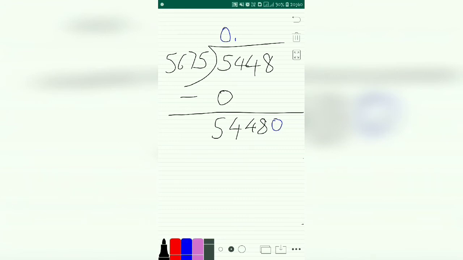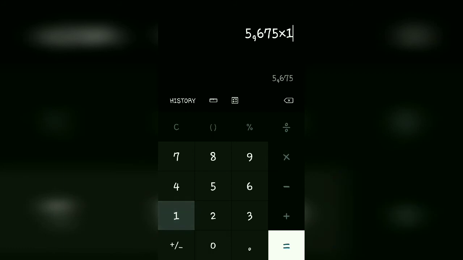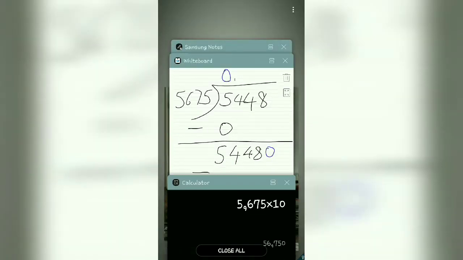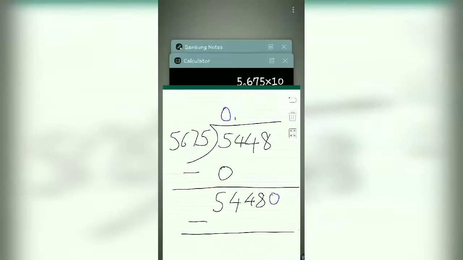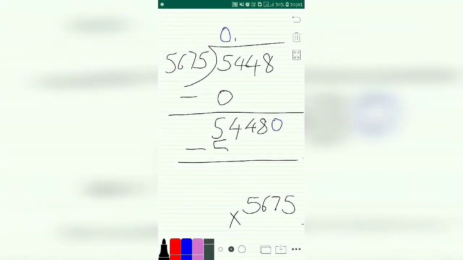Okay, so now we have to try a number with 5675, which will give us a number closer to this number. Multiply it by something, and what will it be? Let us see. Let's try it with 10. Is it giving us a number closer? No, it is making it bigger. So let's take a number less, that is 9. 51075. Yes, it is less and closer also.